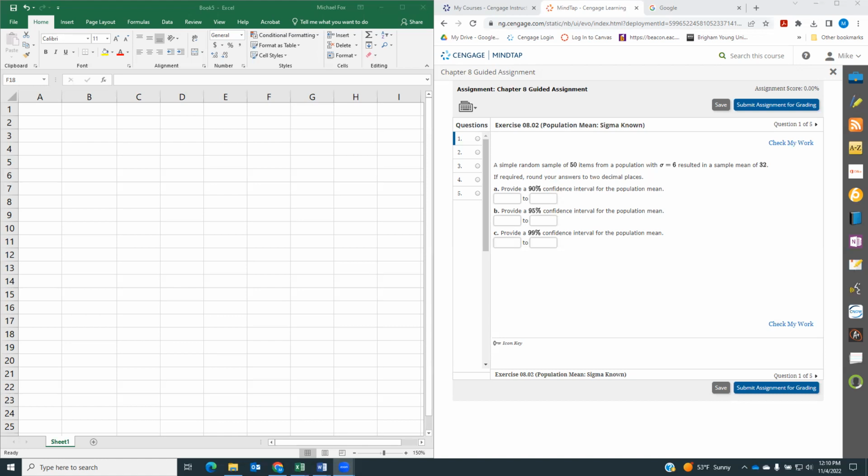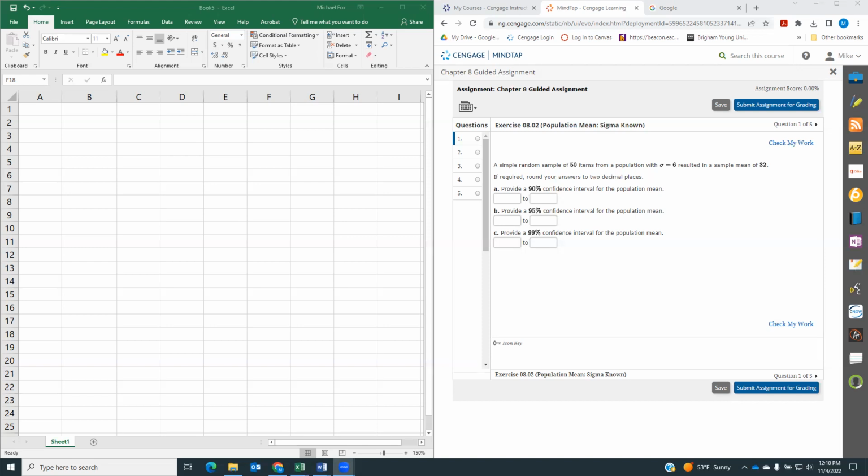So once we know the answer to that, then we need to figure out, do we know the population standard deviation, or do we not know it? Remember, the population standard deviation is shown with a sigma. And so when we know the population standard deviation, those are called sigma known questions or problems. And when we don't know the population standard deviation, those are called sigma unknown questions or problems. So let's go ahead and take a look at the first one.